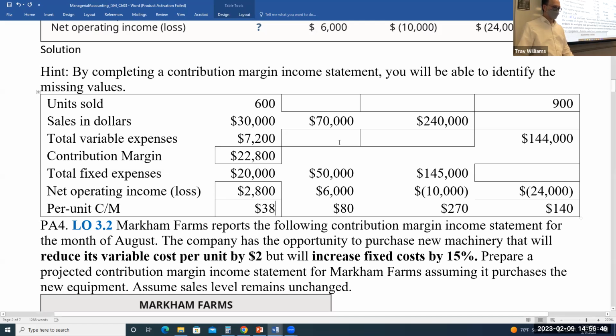With the second column, we can't really start at the top because that's where we're missing information, right? So we have to start at the bottom. We know the contribution margin per unit. We know the net income and the fixed costs. Can we figure out what our contribution margin is? We can. But how?